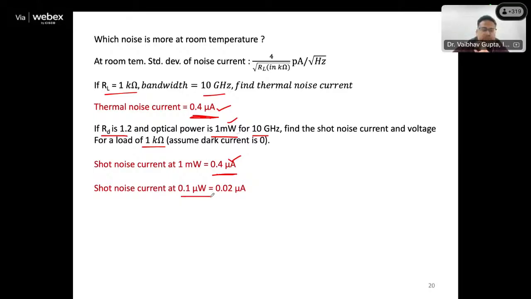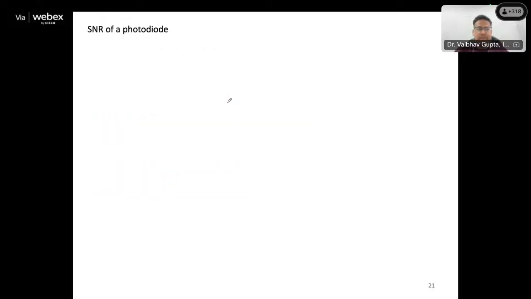And if you have this much realistic power at the detector, the shot noise is 0.02 microampere. So typically this shot noise is lower as compared to your thermal noise, right? Just giving some reference example.